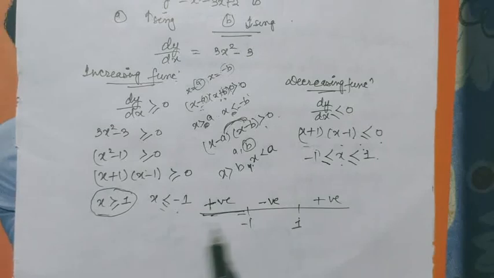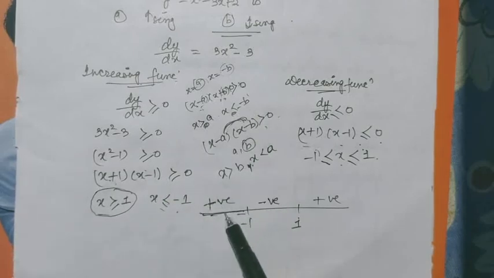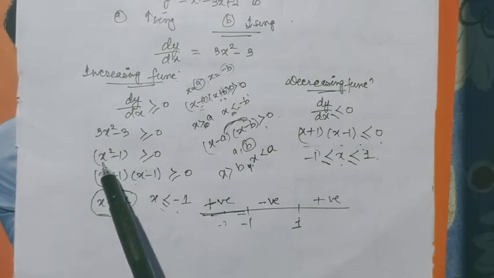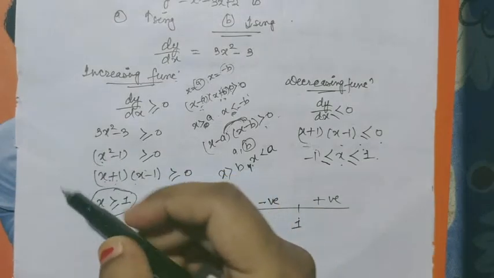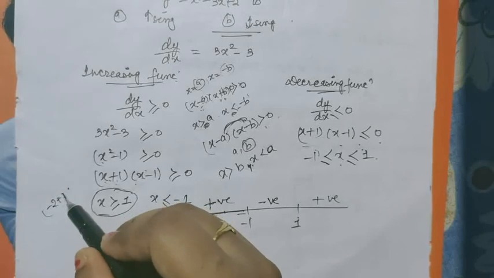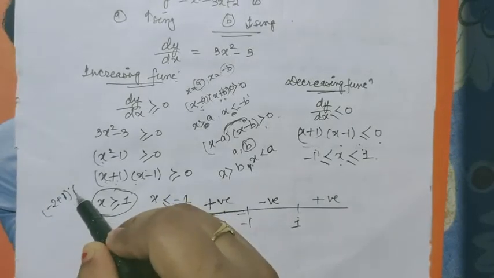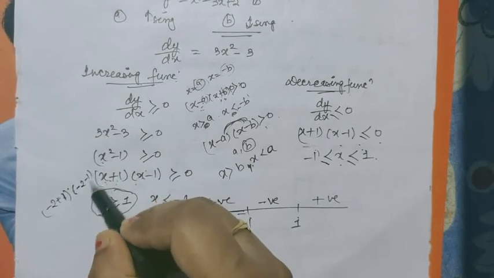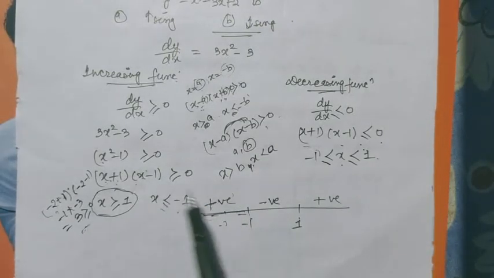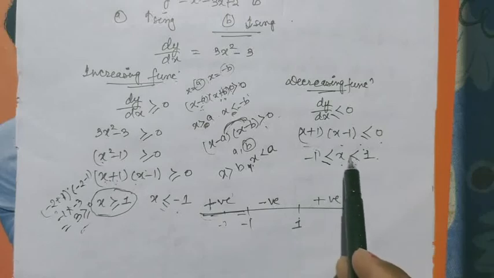You can put a value here and calculate it. Meaning if I take minus 2 and put it here, minus 2 plus 1 and minus 2 minus 1, this will be minus 1 into minus 3, that is 3. This is greater than or equal to 0. This value is coming out positive. Same for this, you can put values of x and find the value of dy by dx.